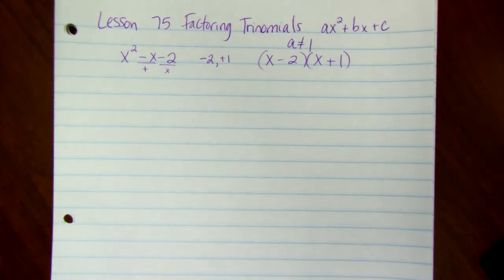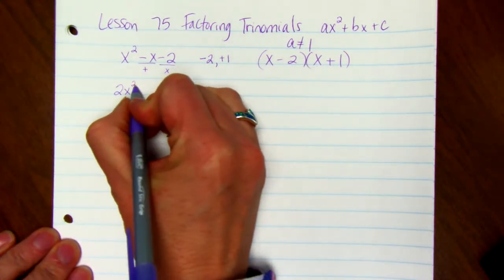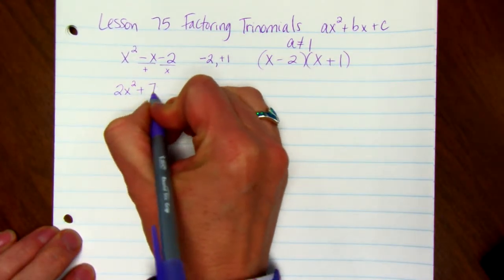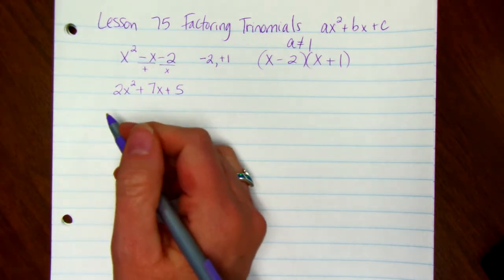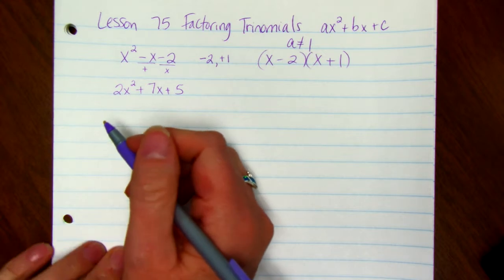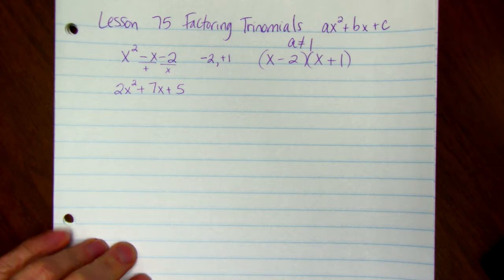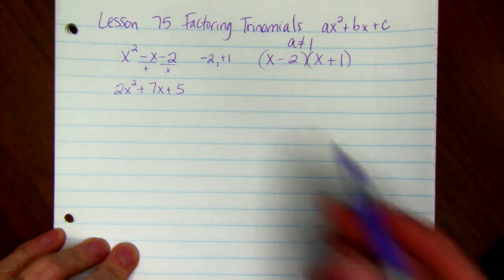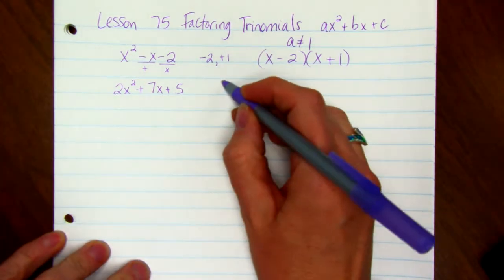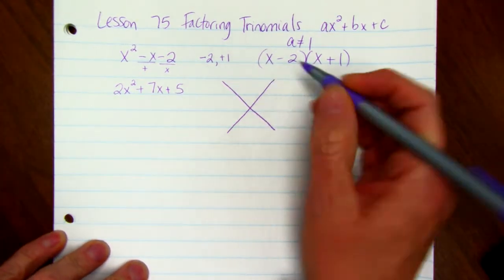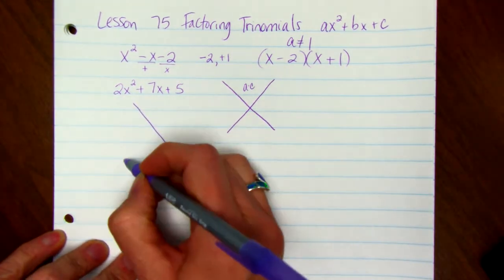Now, if you have a trinomial where a does not equal 1, so our a, again, is the coefficient of x squared, you can do a guess and check method, but I think a simpler, really easy way to do this is called the x method. So in the top of the x, you're going to do a times c. We're going to do it for this problem as we go along.